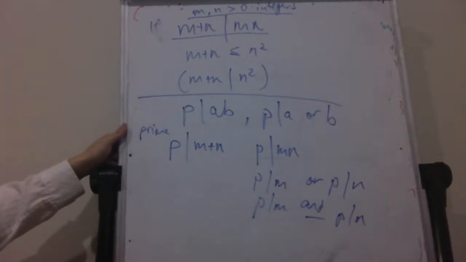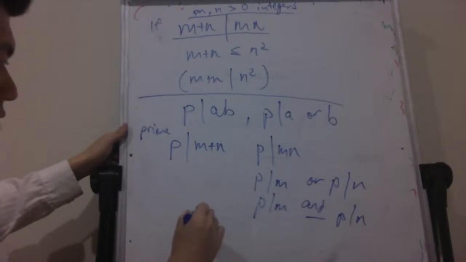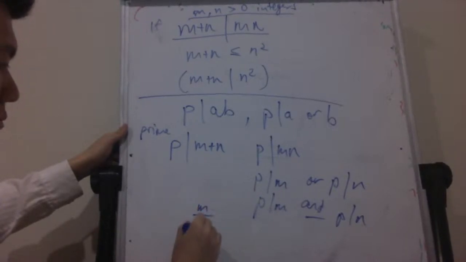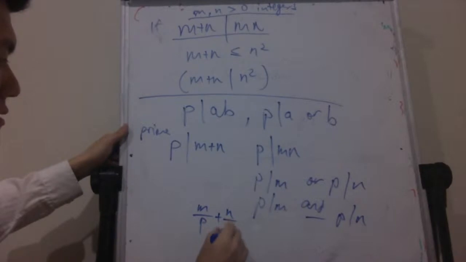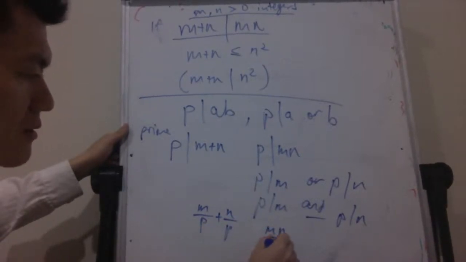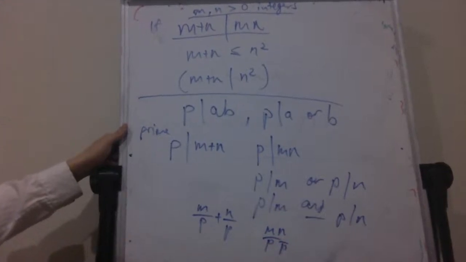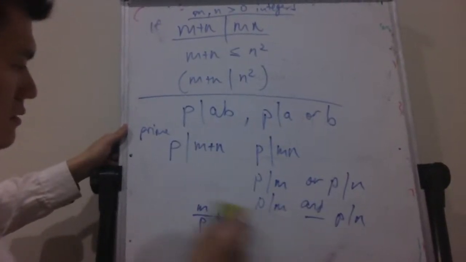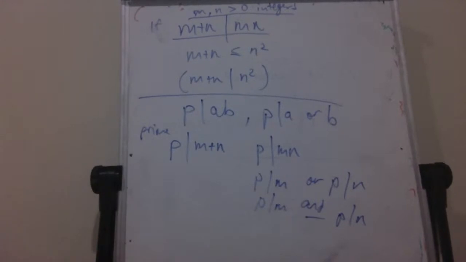I see. So if it divides both, then it's like M over P plus N over P, and you're trying to replace it by MN over P. Does that make sense?